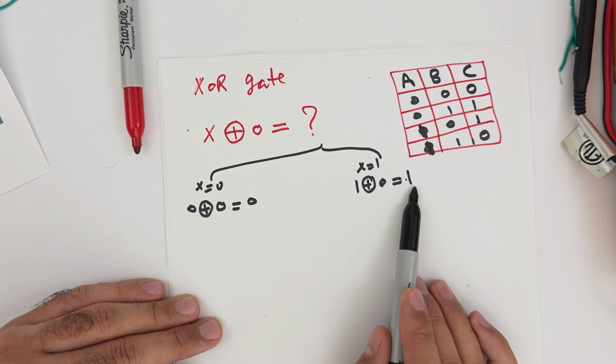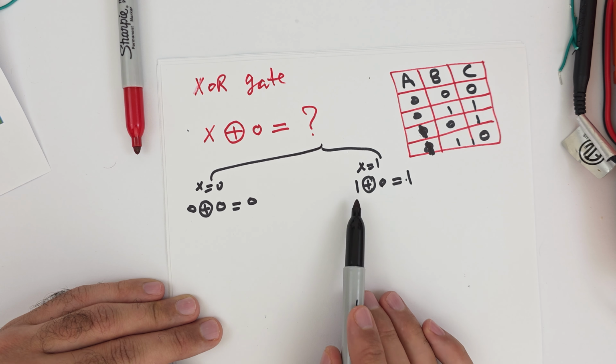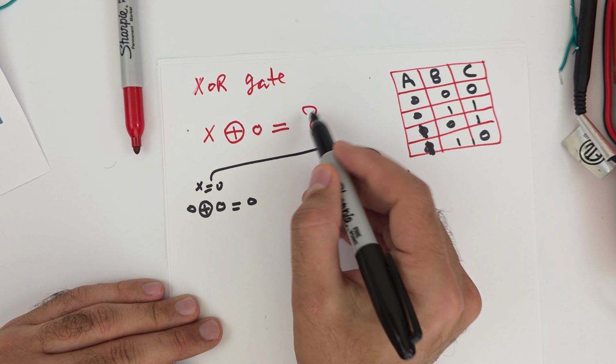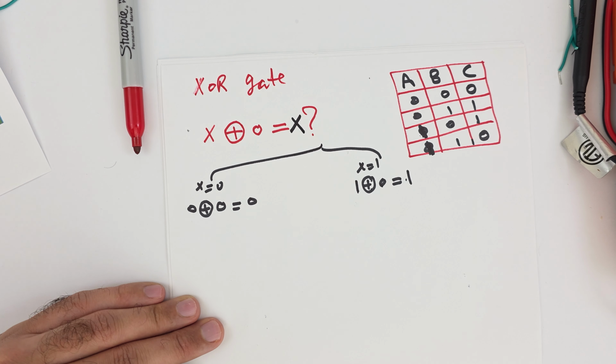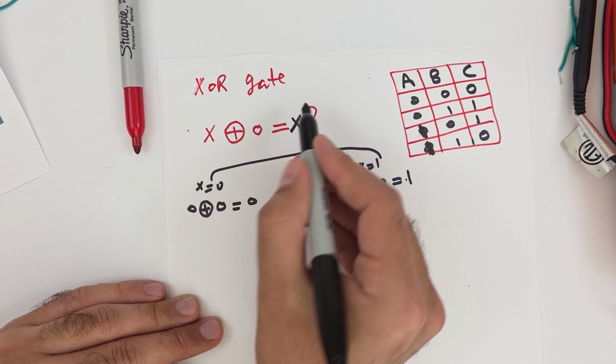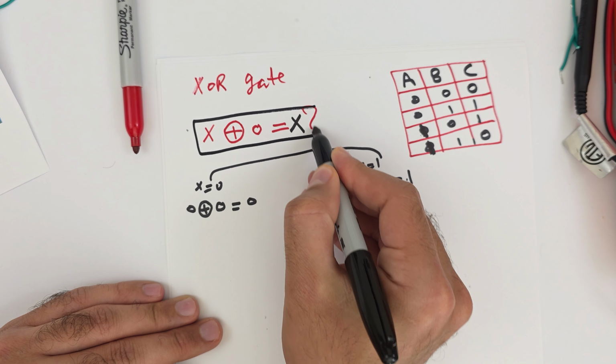1 becomes 1. So if it is x, it will be x. That means x XORed with 0 is going to be x. That is the first equation that you need to understand. The second equation is x XORed with 1.